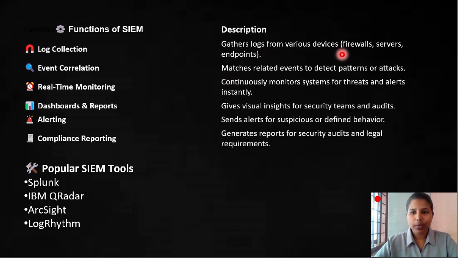logs from various devices, as I said, firewalls, servers and endpoints. Event correlation, which means it matches related events to detect a pattern or attack. Real-time monitoring, which means it continuously monitors systems for threats and alerts instantly. Dashboards and reports, which give visual insight for security teams and audits. Alerting, which sends alerts for suspicious and defined behavior. And finally, compliance reports, which are used to generate reports for security audits and legal requirements.